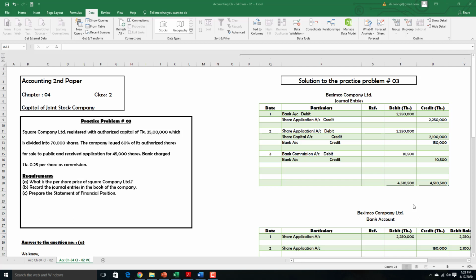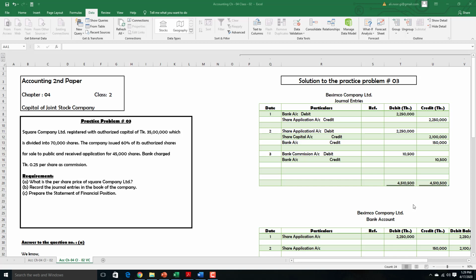Requirements A: what is the per share price of Square Company Limited? B: record the journal entries in the book of the company. And C: prepare the statement of financial position. So requirement C is new in this lecture.